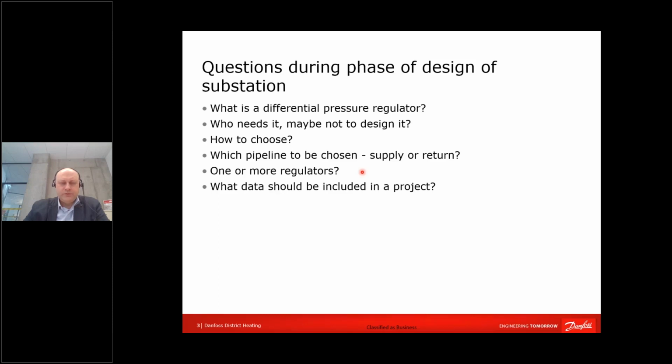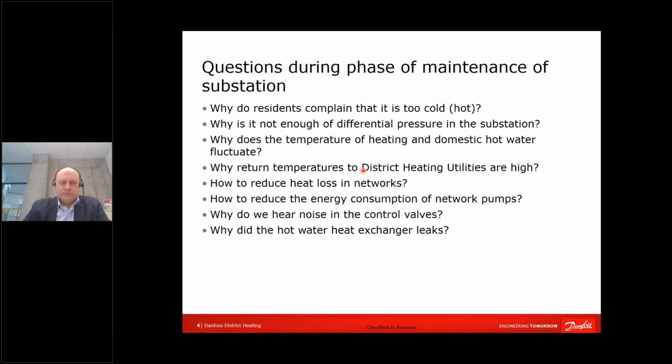Maybe someone will ask about one or more controllers in the substation, because quite often we have not only heating or hot water, maybe ventilation, or something else. Then we might ask ourselves what data should be included in the project so someone can deliver the relevant component. There are also questions which do not pop up for designers, but for maintaining companies or district heating utilities.